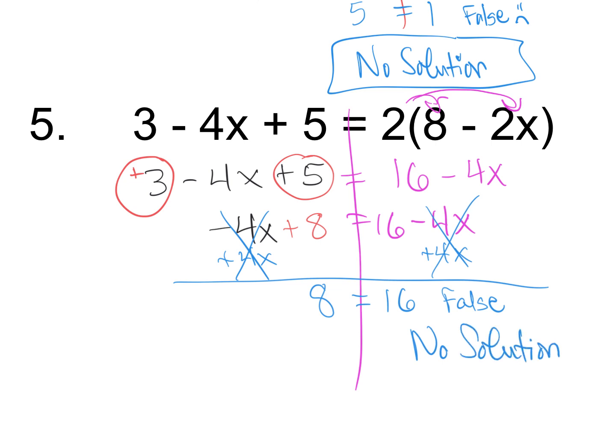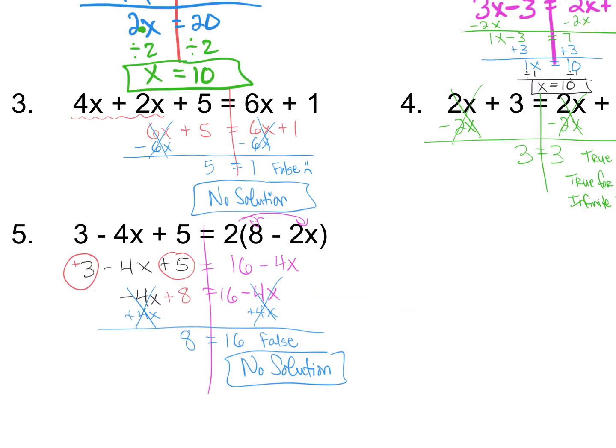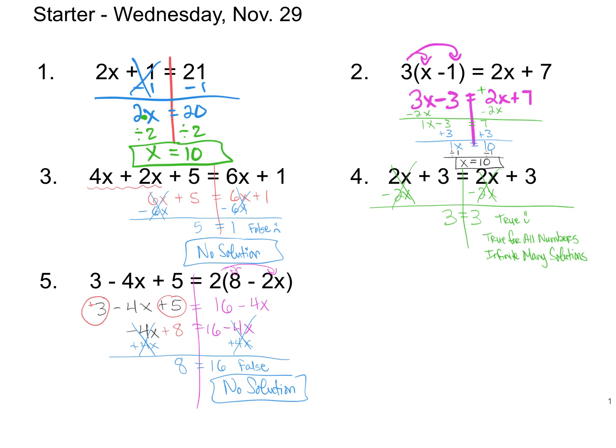So the answer is not just false. The answer is no solution. The answer is not just true. It's true for all values or infinite many solutions. You have to write down those words. Can you abbreviate it? No. Write down all the words. Okay? So here is our starter. Make sure that you have that. Make sure you have it on your page.